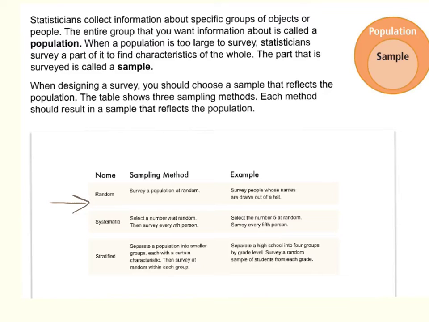Systematic is the second way, and this is where you pick a random number, so 10, and you're going to survey every 10th person that you see in the hallway.